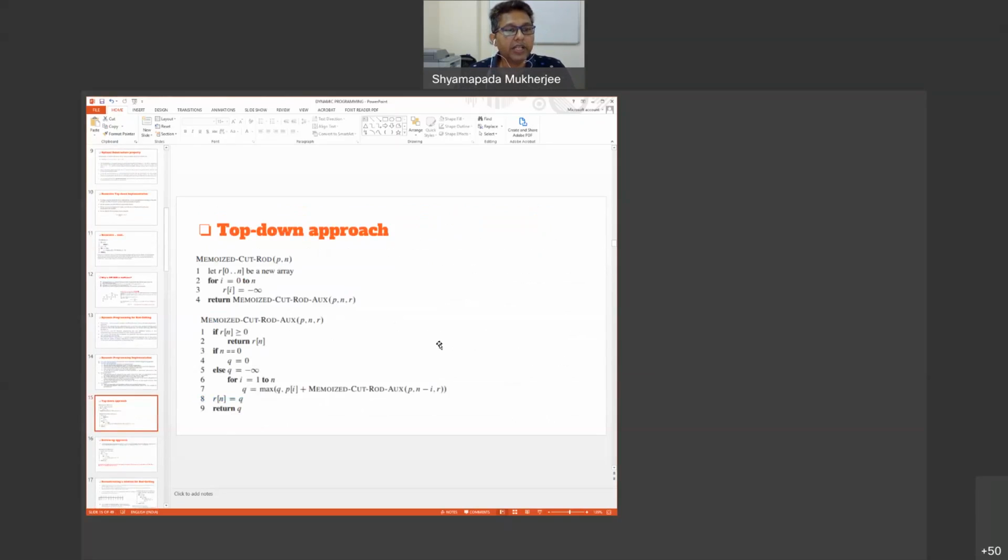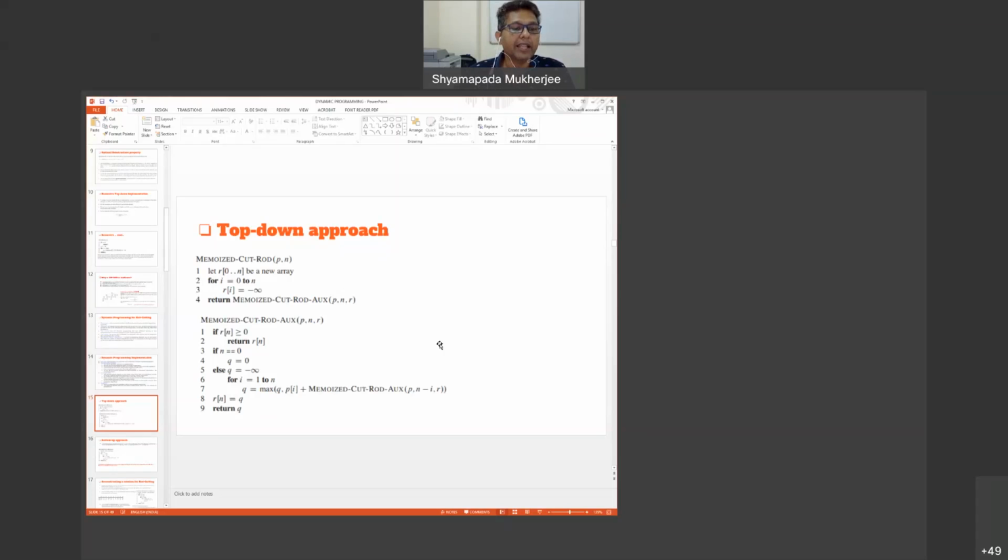So in the top-down memoization problem, the algorithm is like this. Memoized-Cut-Rod takes two arguments: P, the table which stores the prices for the different lengths, and n, the length of the rod. And we have an array r that stores the optimal revenue for this particular problem for different lengths of the rod. Initially we store minus infinity in each cell of the table to indicate that the values have not been computed before.